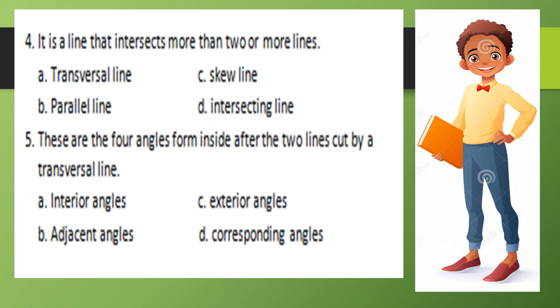Question number 4. It is a line that intersects two or more lines. A. Transversal line. B. Parallel line. C. Skew line. D. Intersecting line. The answer is letter A.